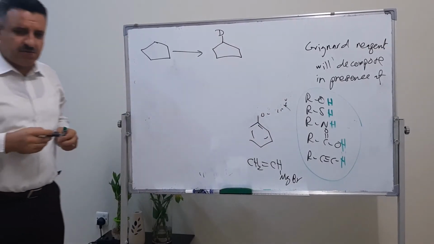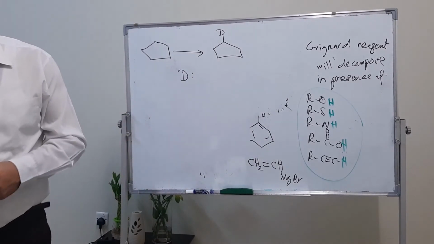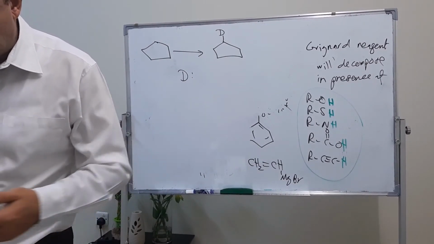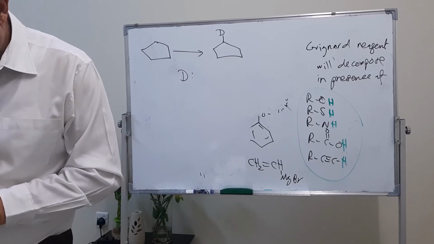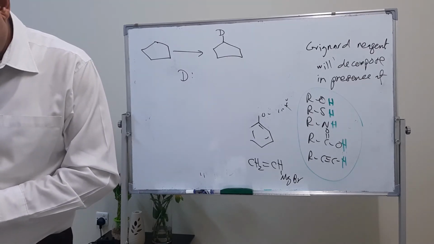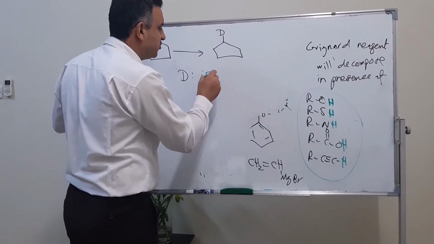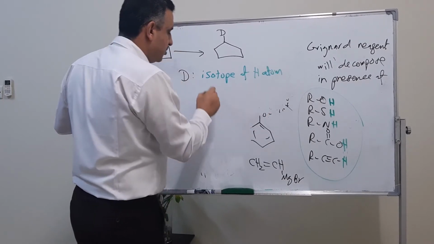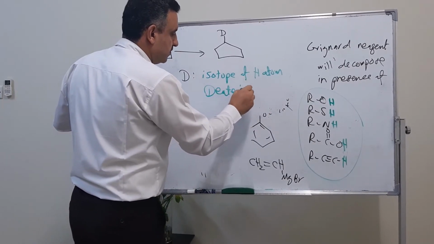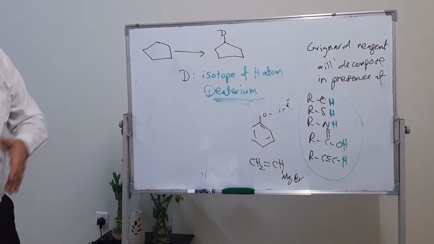And where D is here, some of you may ask, what's the D? What does D stand for in chemistry? Any answer? No, it's deuterium. Deuterium is an isotope of the hydrogen atom. So it's like hydrogen, but it's just an isotope.